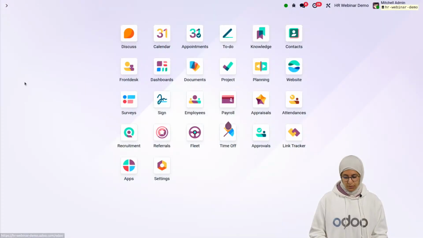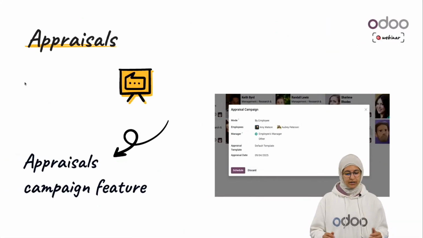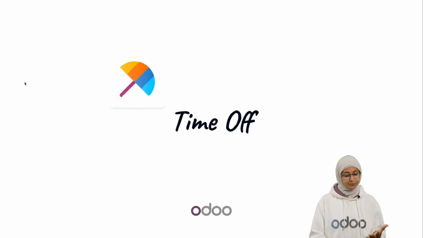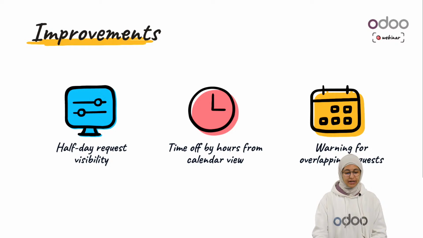So that's it for appraisals. Now, if we go back to the presentation, the next thing we have is the time off application. In the time off application, we're going to be talking about three main improvements. The first one is the visibility of half days on the overview. The second one is the ability to take time off by hours from the calendar view directly. And the third one is the warning for overlapping requests.